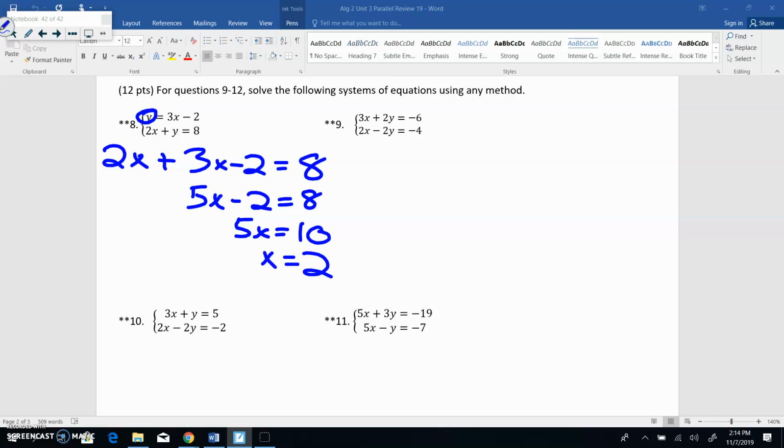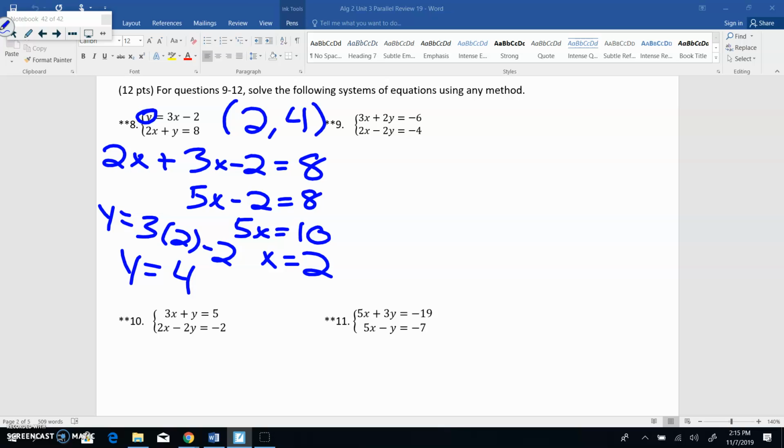Okay, guys, I guess I can show you the plug-in. Alright. To get y, plug in your x. So when I do that, y is equal to 3 times 2 minus 2. So 3 times 2 is 6. Subtract 2. You get y is equal to 4. Alright. On your test, all of your answers are going to be written as ordered pairs. So remember that your ordered pairs is always x, y.